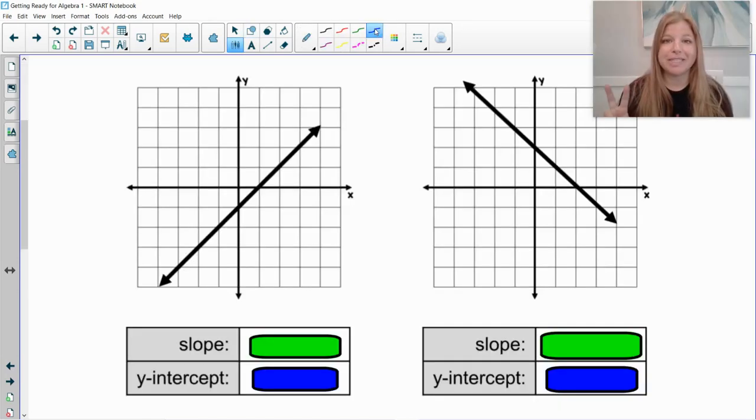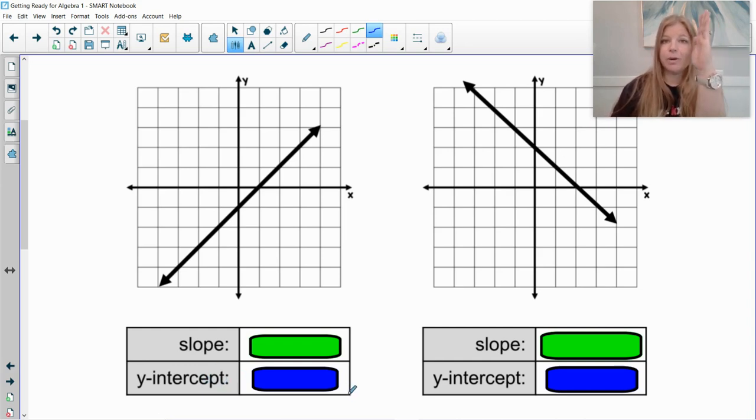We have 2 graphs here, and what we're going to do is mark up the y-intercept on both of these graphs at the same time, and then we'll take a look at the slope at the same time so that we can make good comparisons and really understand exactly what we're looking at with 2 graphs at the same time. So first part we're going to look at is the bottom section that says y-intercept.